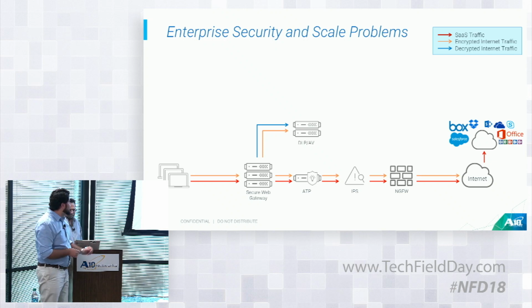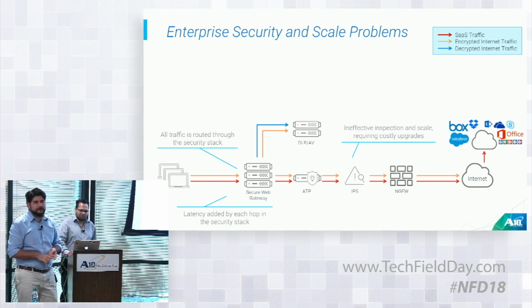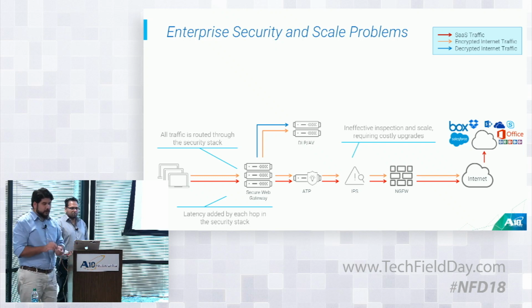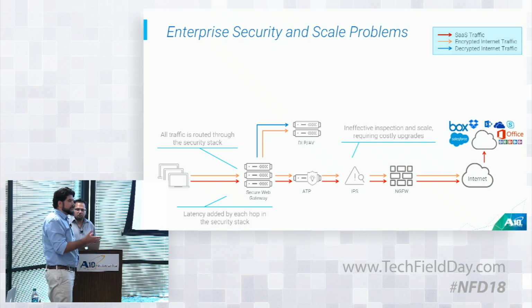So let's define the problem here. We have a typical enterprise network. We have the security stack. All of your traffic is going through the security stack. So you have your encrypted traffic, you have your unencrypted traffic, and then on top of that, we're adding this huge load of SaaS traffic that's going through the same security stack. Now, at each hop, you're trying to decrypt the traffic, inspect it, re-encrypt it, and send it out. That adds a lot of latency at each hop, and when you put it together, it just collects into this huge pile, and that's a big problem.